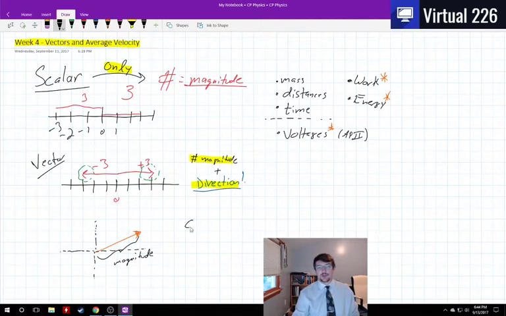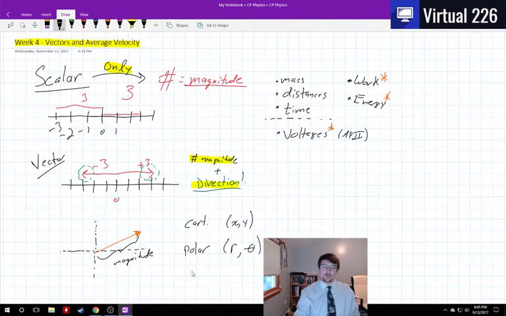We can use standard Cartesian coordinates, which are just x comma y. We can use polar coordinates, which are the length of the vector, the magnitude, and its position going around a circle. And we'll be using unit vector notation, which is some amount in the i hat direction plus some amount in the j hat direction.